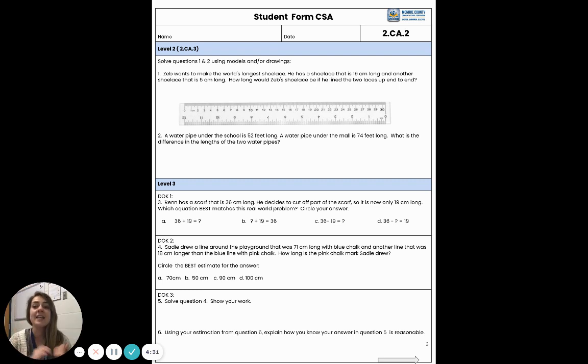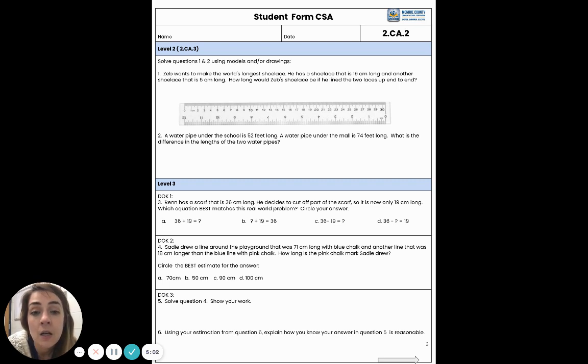All right, the second one I'm going to read. Same thing, we're going to think about, is this an addition problem? Is this a subtraction problem? And then what are the strategies that I know how to use that could help me solve this? All right, so number 2, a water pipe under the school is 52 feet long. A water pipe under the mall is 74 feet long. What is the difference in the lengths of the two water pipes?